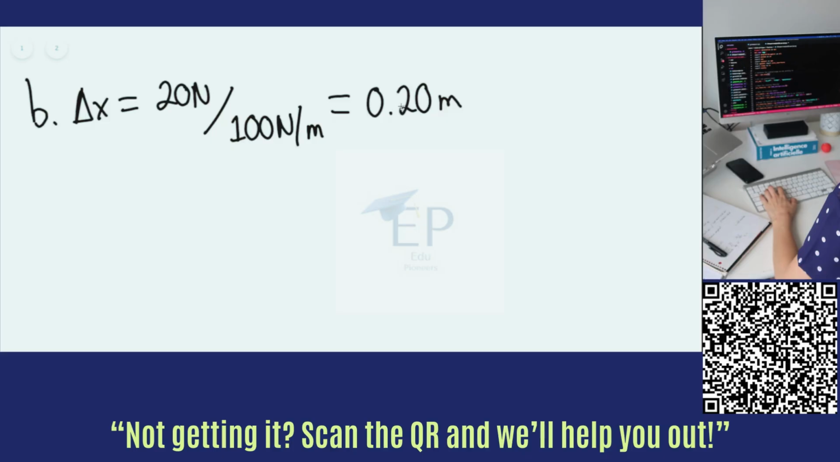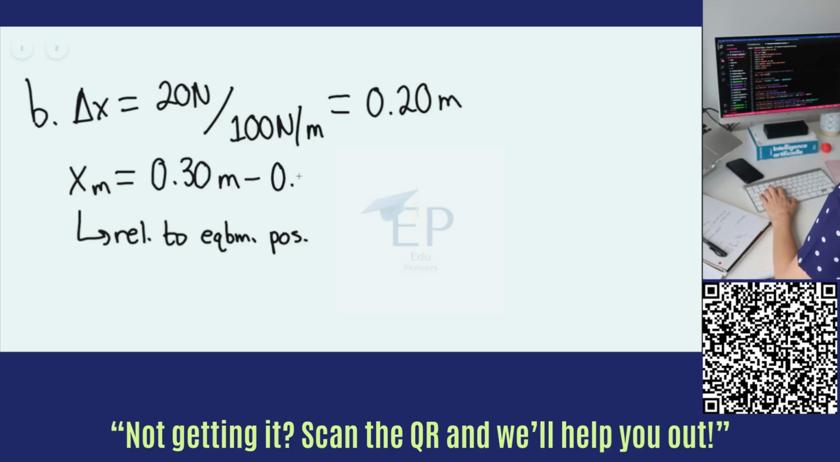So relative to the equilibrium position, the block is at the bottom turning point. So essentially, the amplitude, the maximum displacement relative to the equilibrium position, we can say that the amplitude would be 0.30 meters minus 0.20 meters.